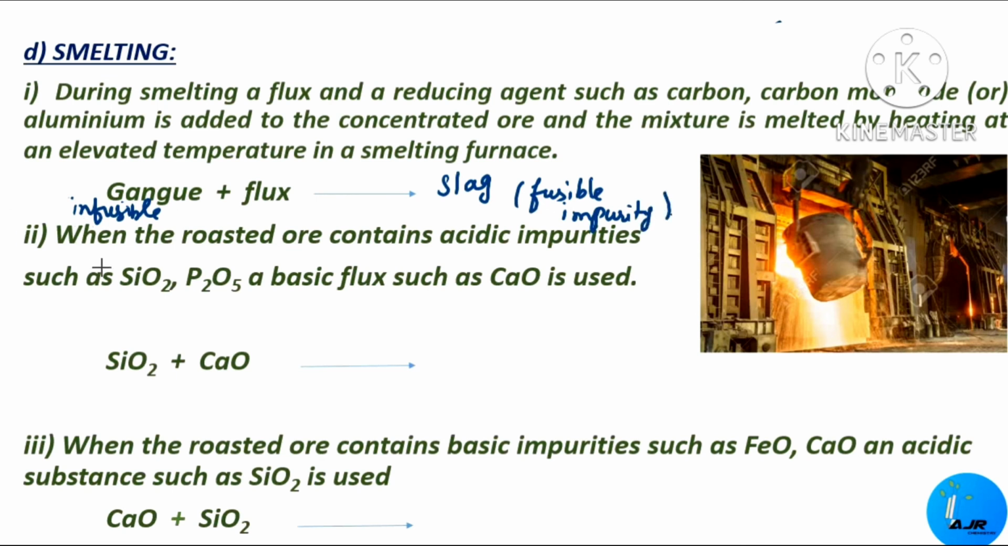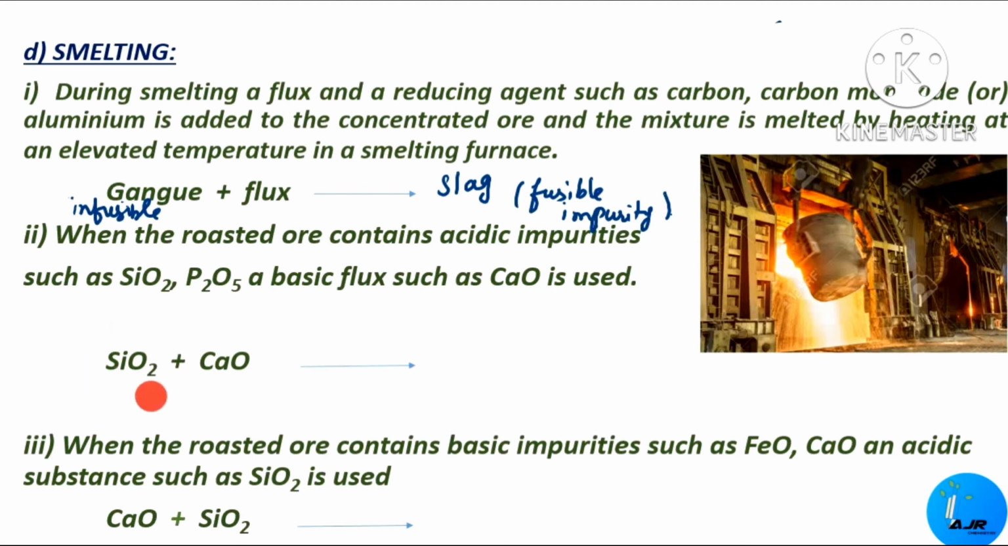Understood. When the roasted ore contains acidic impurities such as silica or P2O5, a basic flux such as CaO is used. So what are the different types of fluxes used? Basic flux and acidic flux. When the roasted ore contains acidic impurities like silica or P2O5, we make use of a basic flux such as calcium oxide.